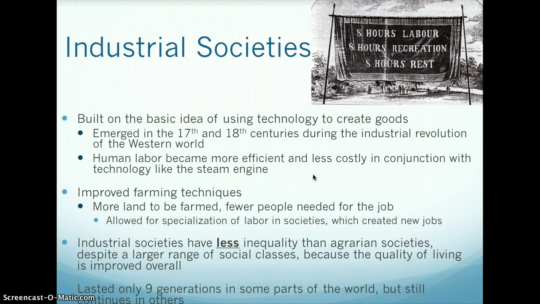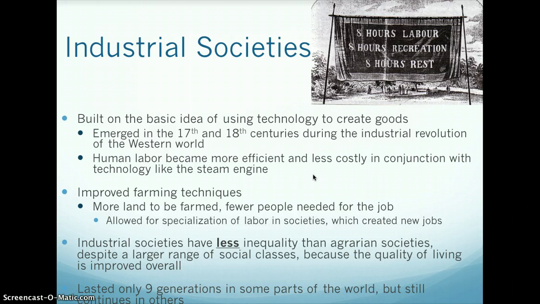So the availability of goods also increased. There were improved farming techniques as a result, because technology improved, and there was more land that was able to be farmed, and fewer people needed to do the job because technology was able to take the place of some of the people that previously did the job. So that allowed for people to specialize their labor, and new jobs were created. New jobs emerged, so people were able to do different things rather than simply be tied to their land and dependent on the land for a livelihood and for food supply.